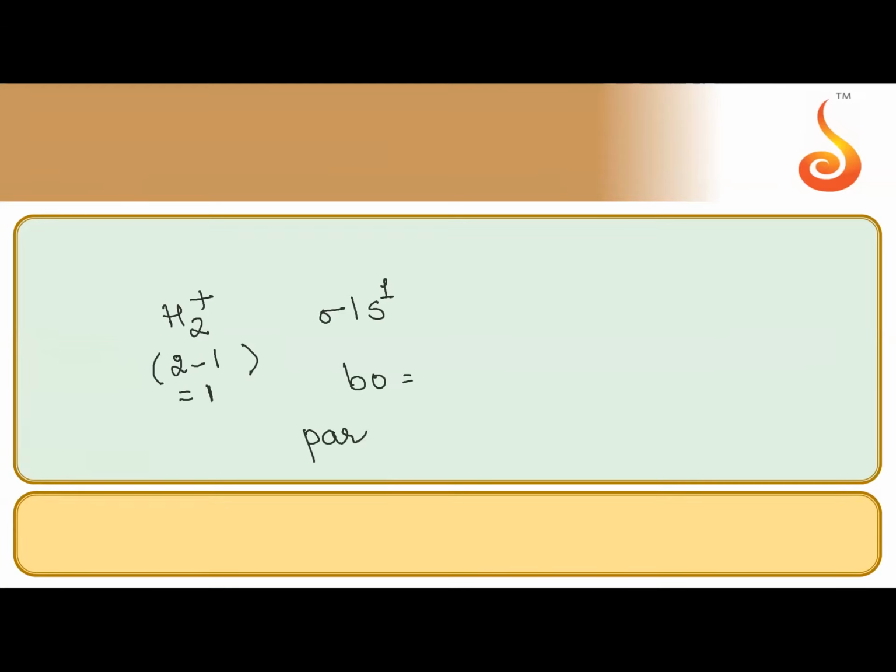It's paramagnetic because now it has an unpaired electron. Can you tell me what happened to its bond order? One electron in bonding, 0 electrons in anti-bonding, divided by 2. So my bond order is 0.5, half. Not a complete bond, partial; we can say it has some bond character.